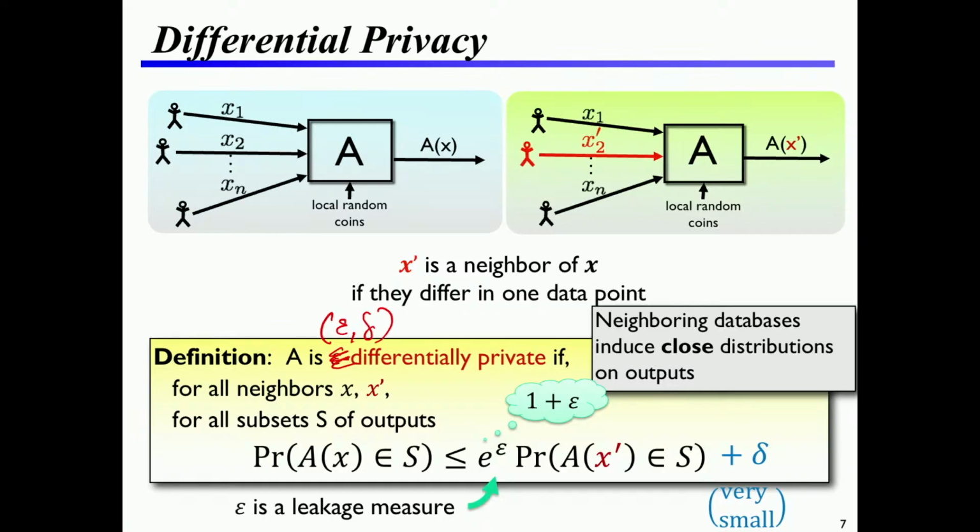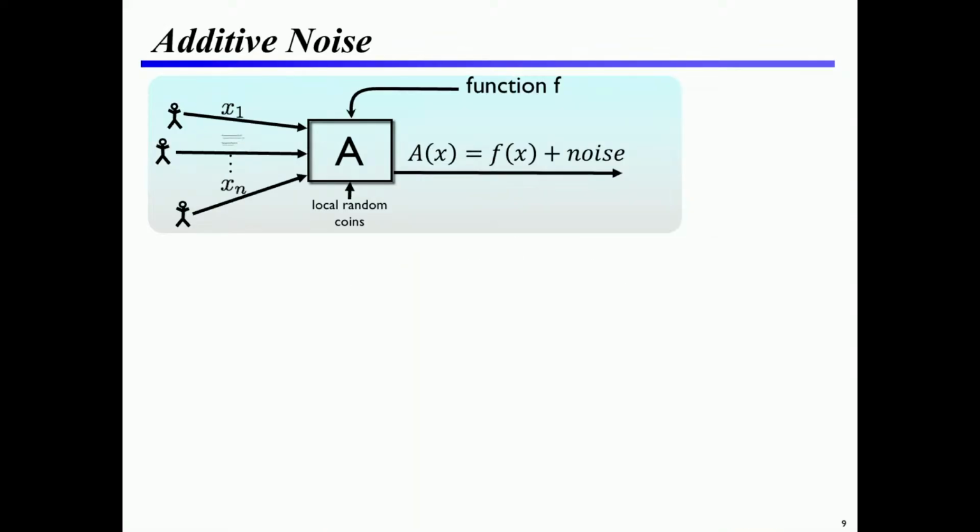But we'll think of this delta as a very small term. Our dependency on delta will be logarithmic in one over delta, so we can crank down delta without hurting things too much. Epsilon is going to be the main driver of the complexity or the accuracy of our algorithms, although both come up. Okay, so this is the definition.